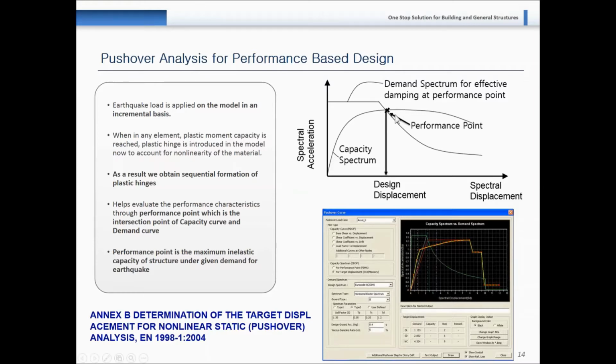As you can see over here, the performance point is nothing but the intersection point of the capacity curve and the demand curve. Herein we can get the design displacement. This is the maximum inelastic capacity of the structure for the given earthquake. And we have to check with the target displacement for the limit state of damage limitation, the limit state of significant damage, and the limit state of near collapse in case of Eurocode 8. So this is the location.